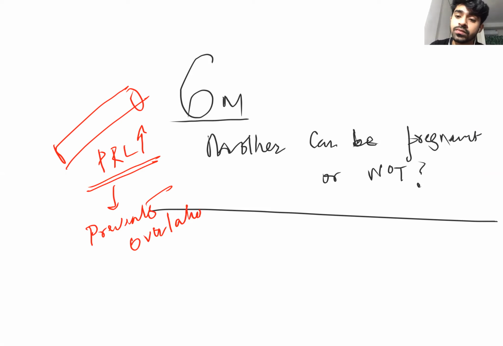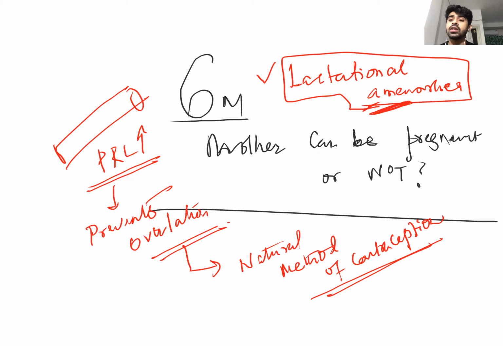I mean, during the phase of lactation, the mother is not menstruating. That's why it is called lactational amenorrhea. No menstruation. Menorrhea means menstruation. Amenorrhea means no menstruation. Lactational amenorrhea means in the phase of lactation, the mother is not having any menstruation.